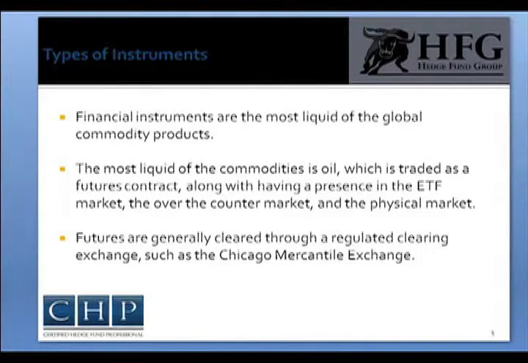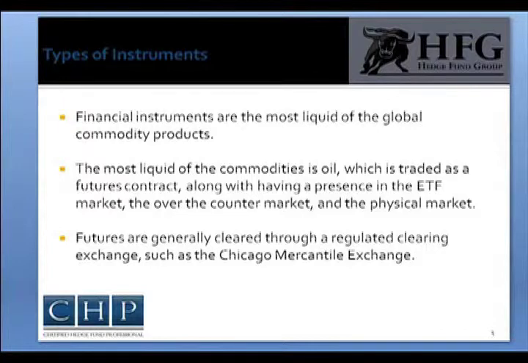Financial instruments are the most liquid of the global commodity products, but there are substantial physical product markets that are conducted between counterparts along with broker conduits. Each market trades in a different manner, and the nuances need to be studied prior to engaging in transactions. The most liquid of the commodities is oil, which is traded as a futures contract, along with having a presence in the ETF market and the over-the-counter and physical markets.